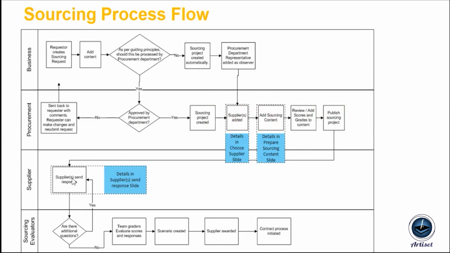The supplier will respond. Based on that, we will evaluate whether we need additional information from the suppliers or we are good to proceed ahead. The team leaders who are set during the team section, we'll see in that presentation, will evaluate the scenarios. Like I said, there are two ways, either manually evaluating or doing it automatically. Once it is done and we have finalized our supplier, we can award the scenario and start the contract initiation process.